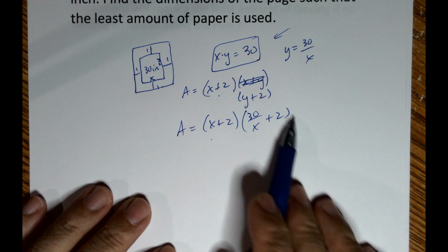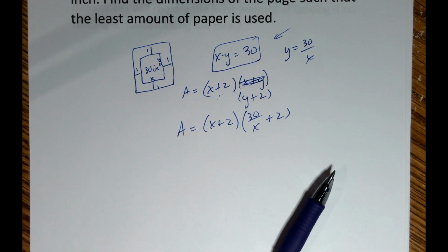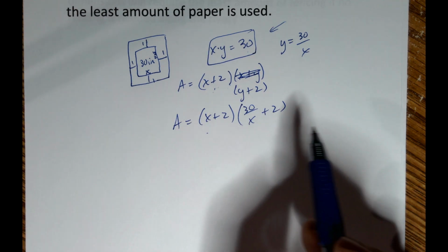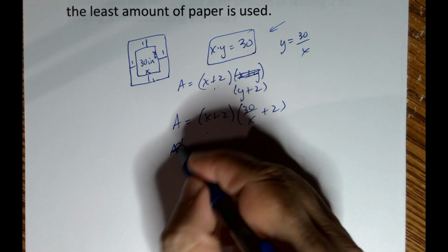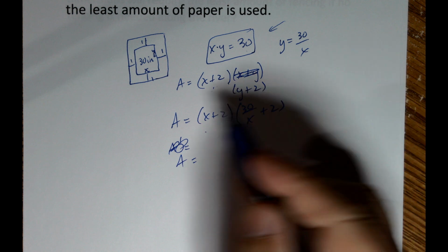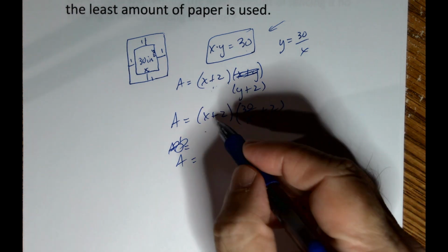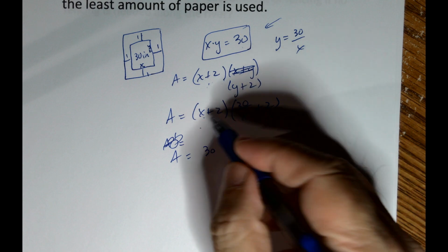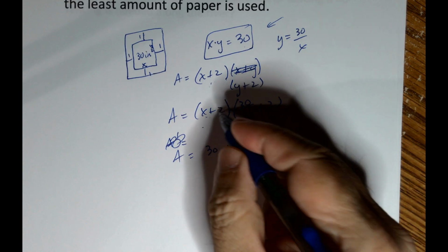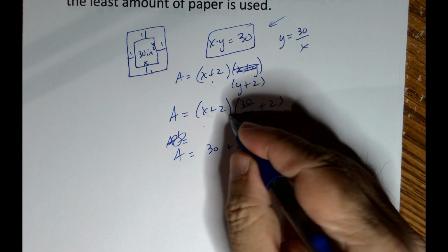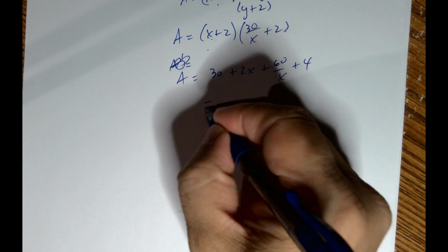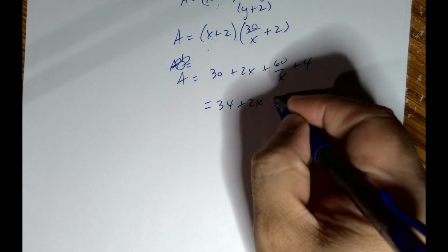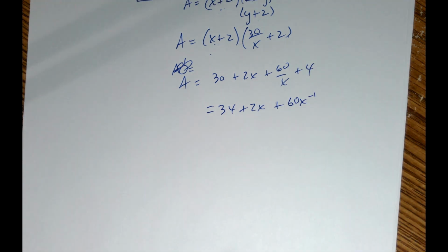Essentially, I want 1 variable on this side. This is not a related rates problem. When I take the derivative, I want to take it with respect to one of these variables. Actually, I'm not ready for a prime. First I want to multiply this out because this is not very friendly. So x times 30 over x is 30. x times 2 is 2x. 2 times 30 over x is 60 over x. 2 times 2 is 4. Cleaning that up, 30 plus 4 is 34, plus 2x plus 60x to the negative 1.